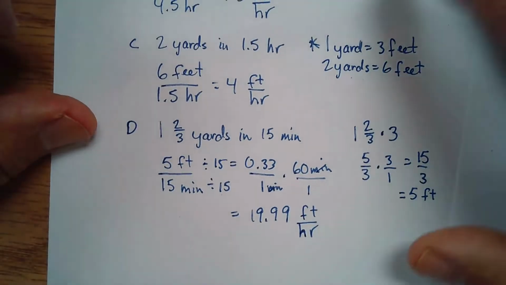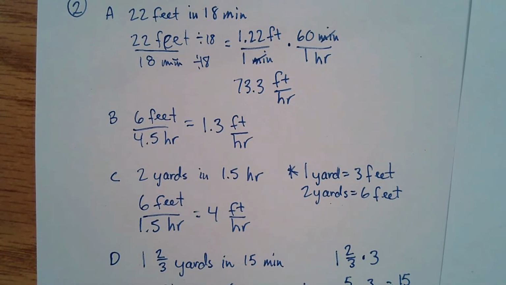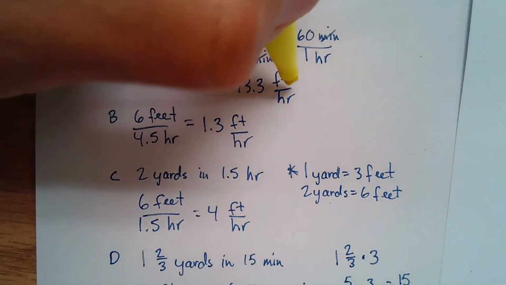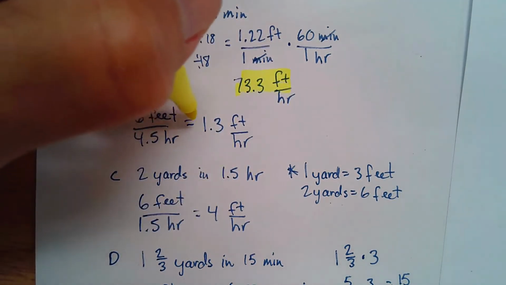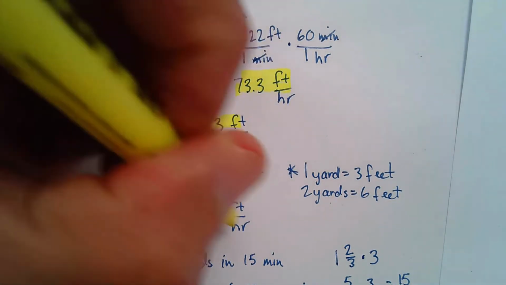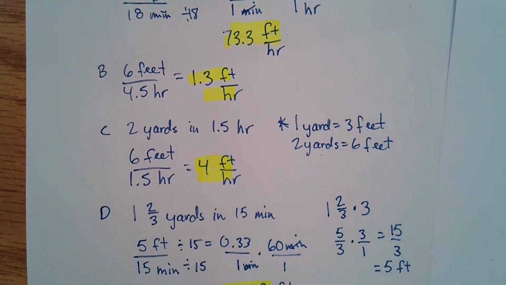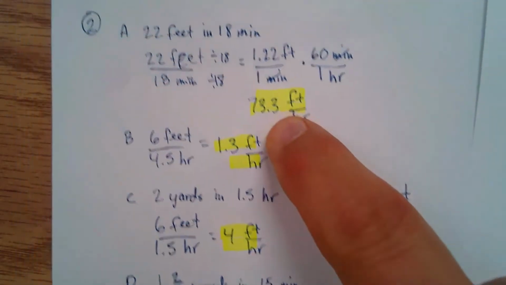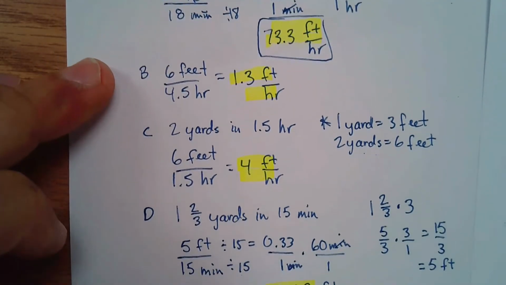I'll zoom out a bit, and we have A was 73.3. I wonder if I have a highlighter. Yeah, I do. So we're comparing this value to this value, and this value, and this value. So the biggest number is the winner. And that certainly is still our A option. So this is the answer. A is the answer for that because it goes the most feet per hour.